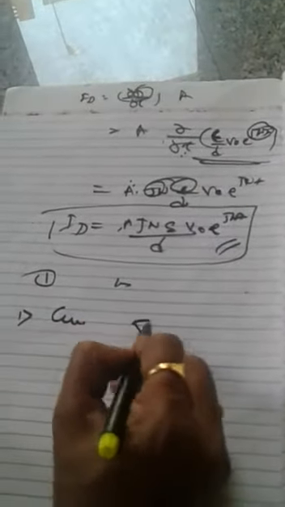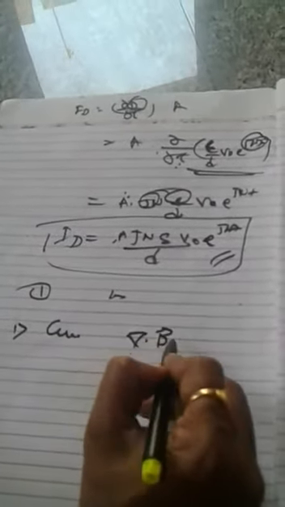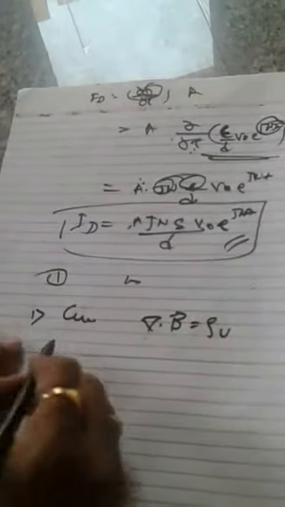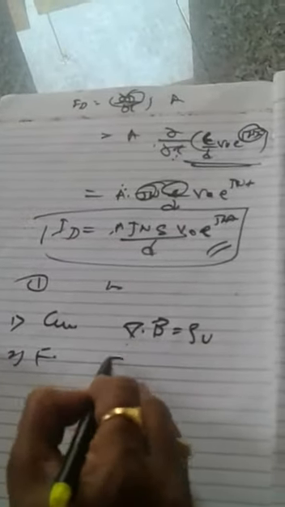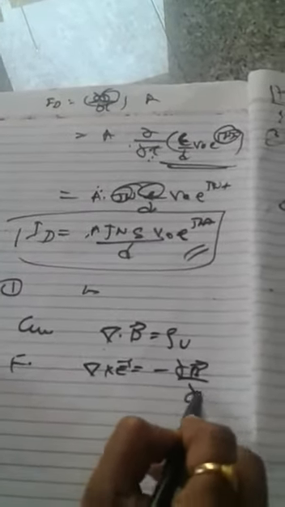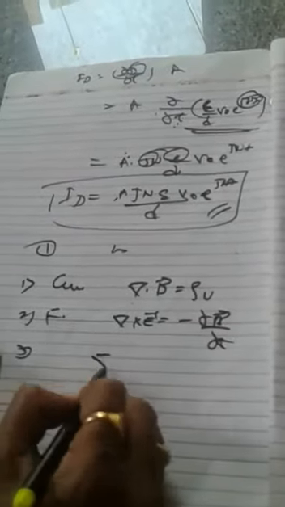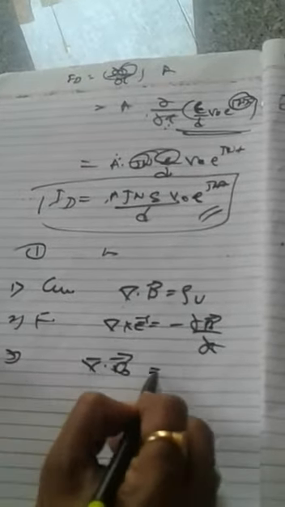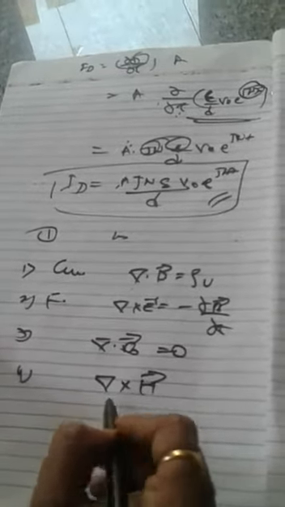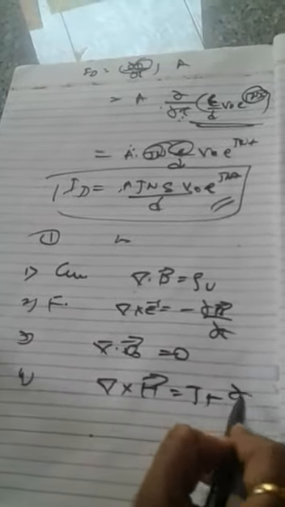First, according to Gauss's electrostatic law, del dot D is equal to rho v. Second, according to Faraday's law, del cross E is equal to minus the rate of change of the magnetic field, dou B by dou t. Third, del dot B is equal to 0. Fourth, del cross H is equal to J plus dou D by dou t. These four are the time varying Maxwell equations.